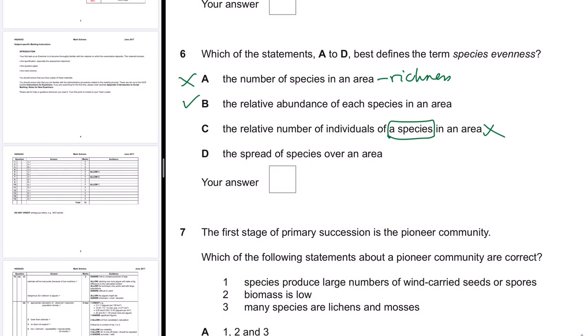The spread of species over an area, no, it's not really that either. Okay, it's about the comparison between different species. So this is the only statement that's making reference to that. The relative abundance of each species in an area. So B should be the answer to that.